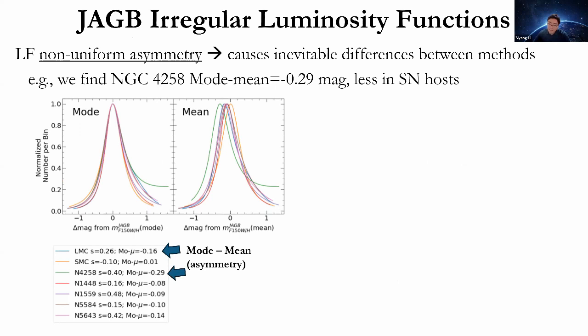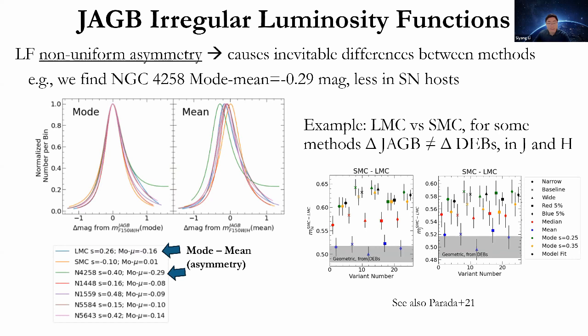And so we do find evidence of this non-uniform asymmetry in the JHB luminosity function, which inevitably causes differences between methods. So in other words, when your luminosity function or your histogram is symmetric, your mode will agree pretty well with your mean and your median. But if your luminosity function is asymmetric, your mode is going to be different from your mean and your median. And in particular, in NGC 4258, we find that the difference between the mode and the mean can be almost 3/10 of a magnitude. We do also see non-zero differences, although to a lesser extent, in our supernova hosts.